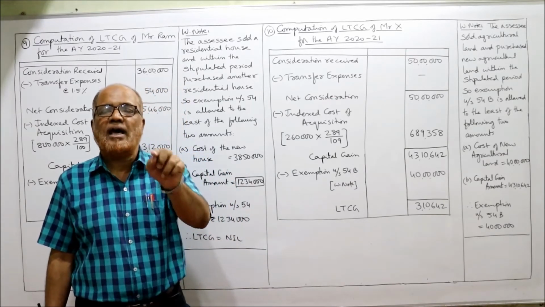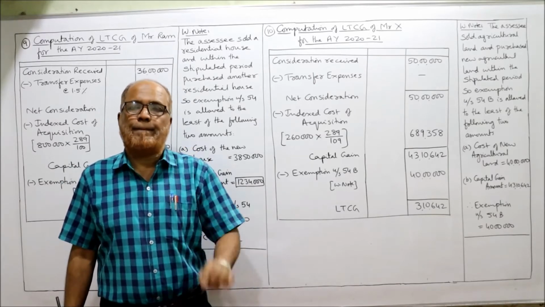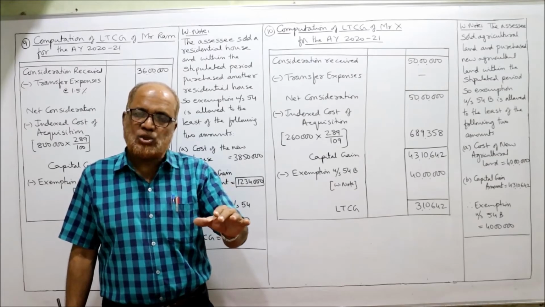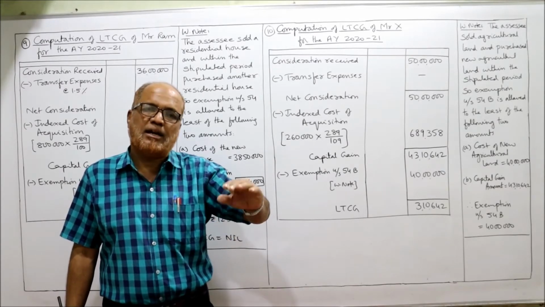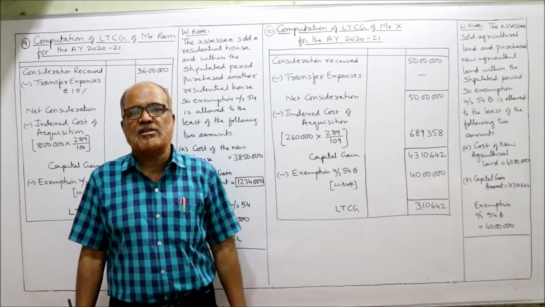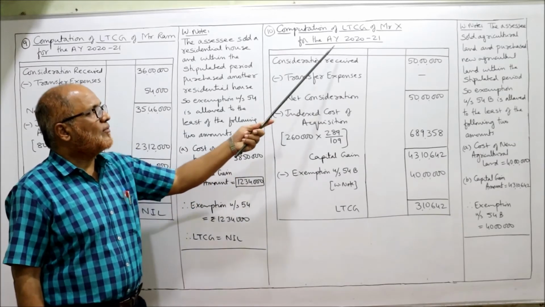So he will be allowed exemption under section 54B. If agricultural land is sold and within the stipulated period another agricultural land is purchased, then exemption under section 54B is allowed. Now see here, computation of LTCG of Mr. X for the assessment year.